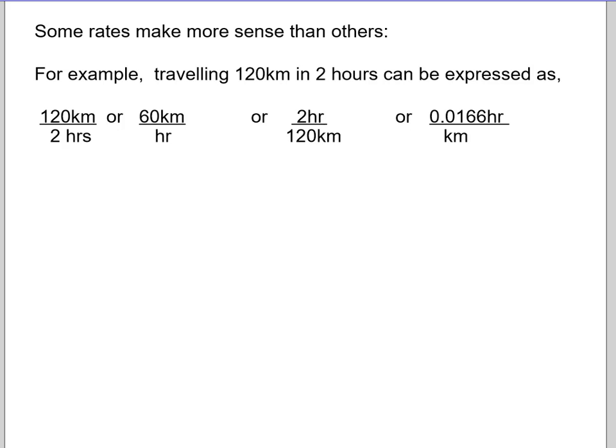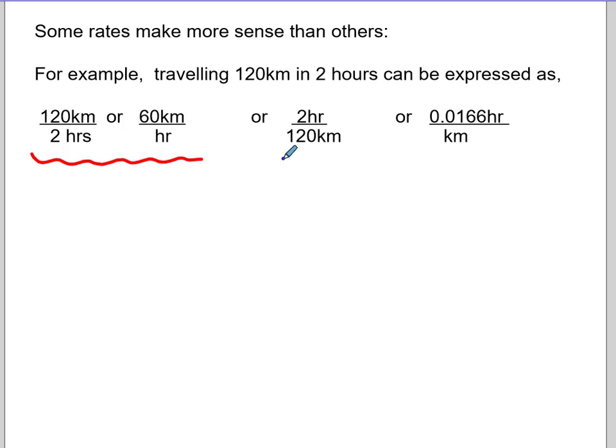So if we're traveling 120 kilometers in 2 hours, so about the distance to Nipigon, if we traveled that in 2 hours, our unit rate would be 60 kilometers an hour. And this is generally fairly comfortable. However, we don't have to do our rates that way. We could put the unit of time on top and say our rate is 2 hours every 120 kilometers. And it would be correct. It just might not feel as comfortable because you don't hear it as often.